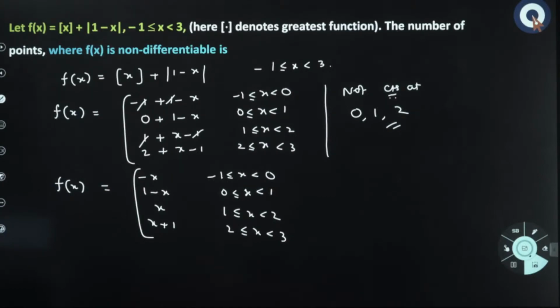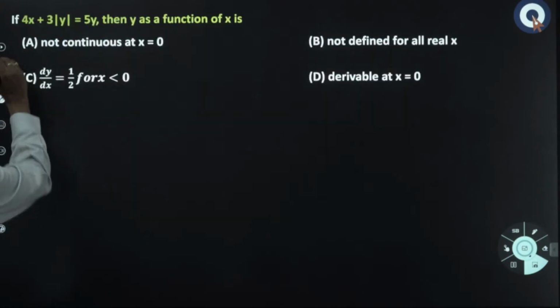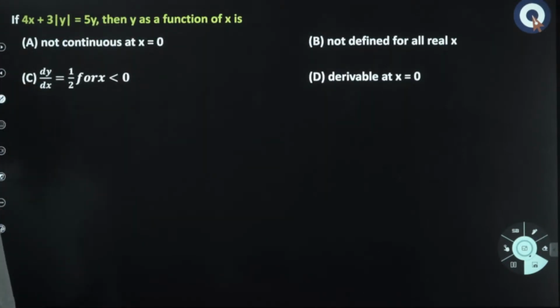All right. Now let us see this problem. If 4x + 3|y| = 5y, then y as a function of x.